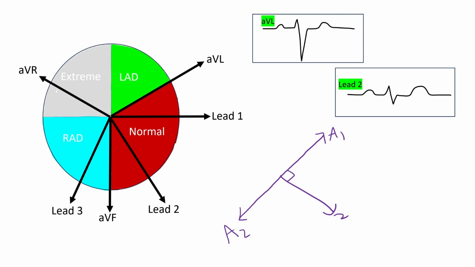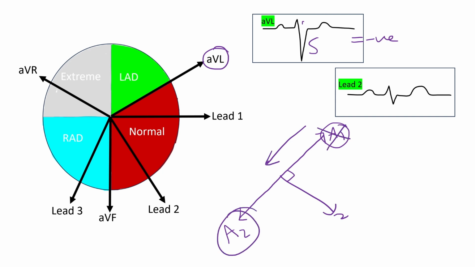Now the way to work it out is to find the closest lead. So if we have a look at A1, A1 is closest to AVL. If we have a look at AVL, the R wave is very small, the S wave is dominant, so therefore this is a negative lead. Remember, negative lead means the axis points away from it. So therefore the axis points in this direction, so it can't be A1, it has to be A2. So therefore if we saw this on an ECG, we'd know it's right axis deviation. So this is another way to work it out.